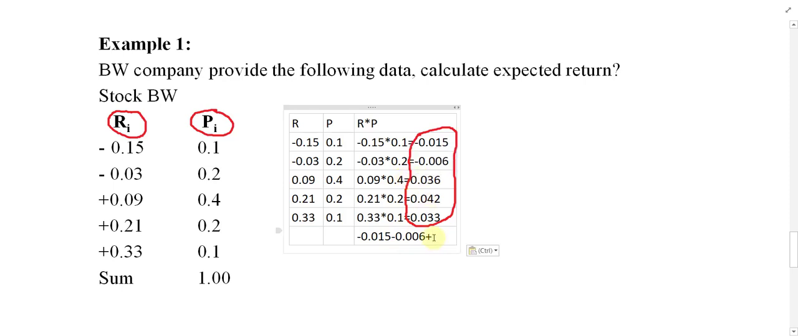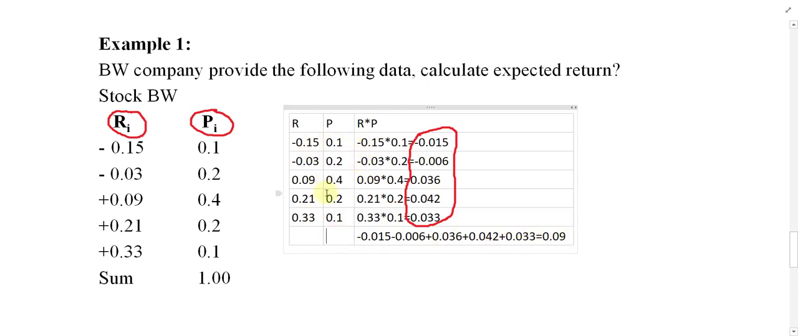Copy this one and paste here. And plus the next one. How much is the next? This is the next value. Paste this one also here. And plus the last one. How much is the last one? Last one is this one. So you can add this. If you press the equal sign, you get this one. And this is of course the expected return.